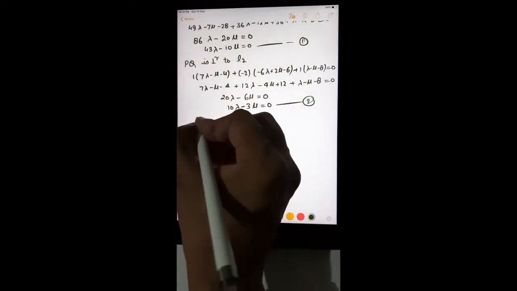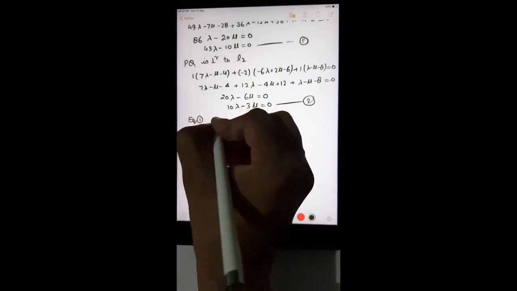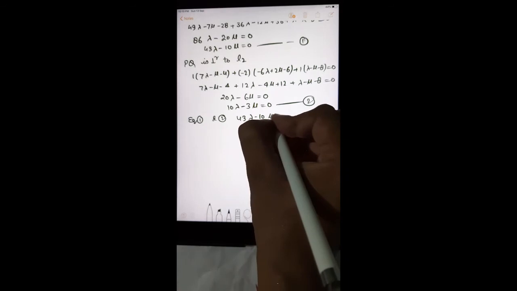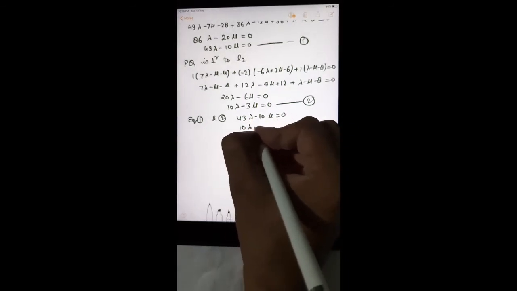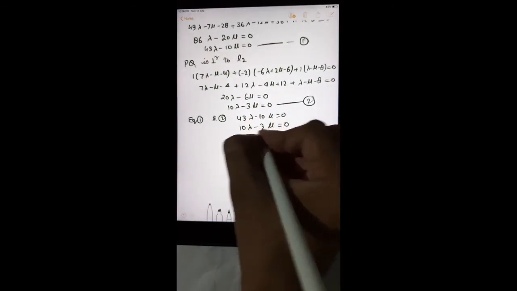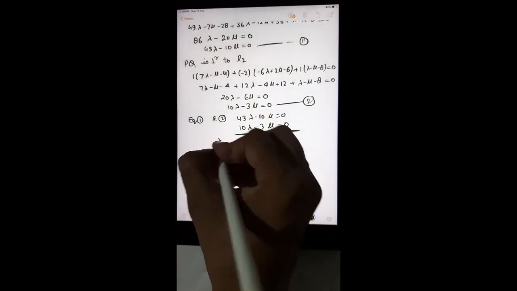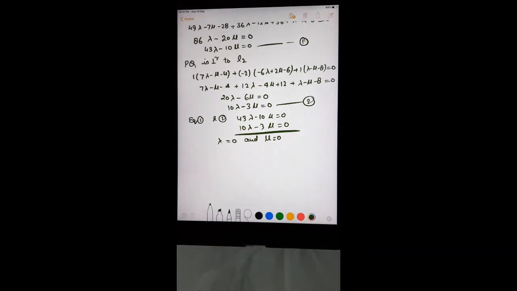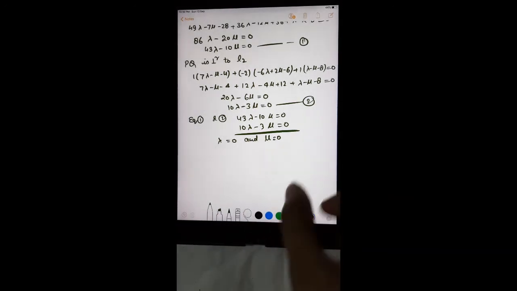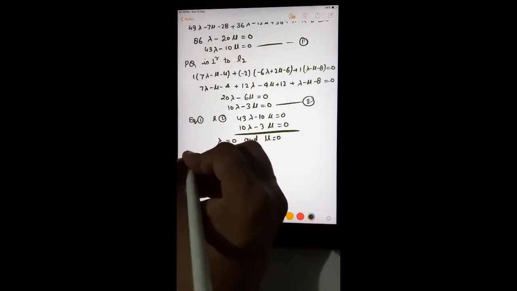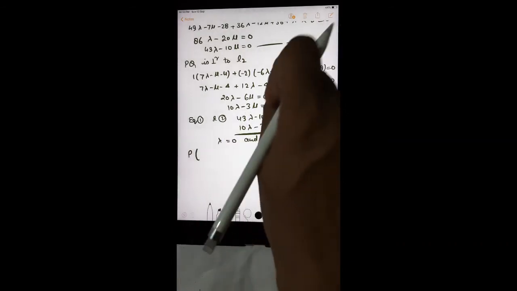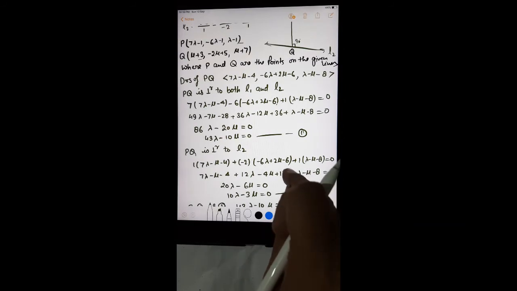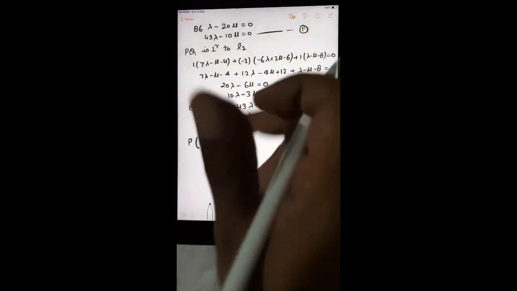Now if we solve equations 1 and 2, 43 lambda minus 10 mu is equal to 0 and 10 lambda minus 3 mu is equal to 0, we will get lambda equal to 0 and also mu equal to 0. So if lambda and mu are 0, then we can find the coordinates of P. The coordinates of P were 7 lambda minus 1, minus 6 lambda minus 1, lambda minus 1. The coordinates will be minus 1, minus 1 and minus 1.